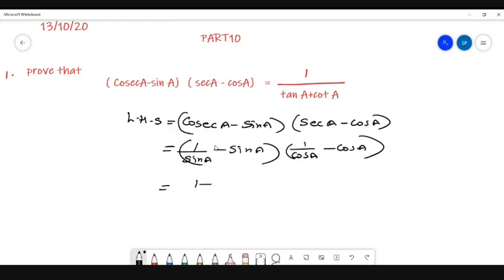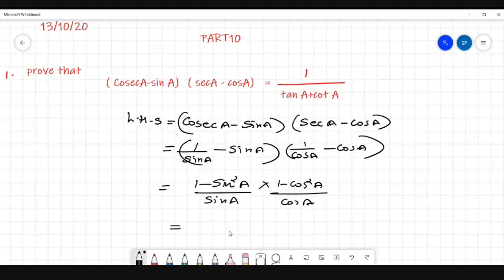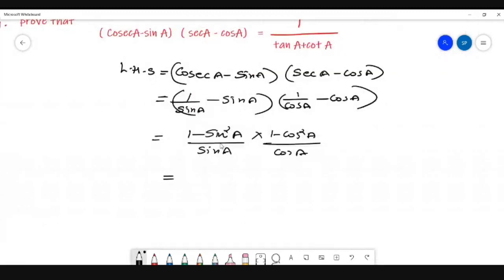That is, 1 minus sin A into sin A, it is sin square A. So it is (1 minus sin square A) by sin A, into this bracket, 1 minus cos A into cos A, cos square A. So it is (1 minus cos square A) by cos A. That is equal to, this 1 minus sin square A means it is cos square A by sin A, into 1 minus cos square A, which is sin square A by cos A.